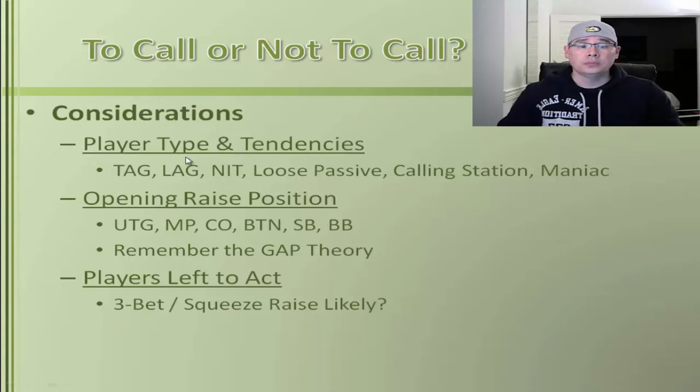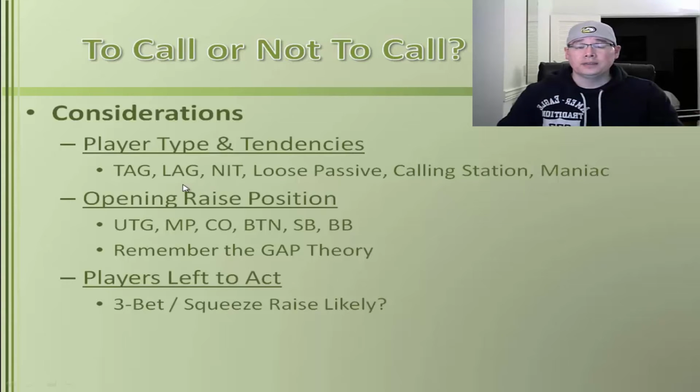Well, the first one is the player type and tendencies. One of the things you need to look at when you're determining if you should call or not call is the type of player that you're playing against. Are you playing against a good player or a bad player? And what are their tendencies? I have them all listed on the slide: our TAGs, our LAGs, our nits, our loose passive fit-or-fold opponents, our loose passive calling stations, and our maniacs.